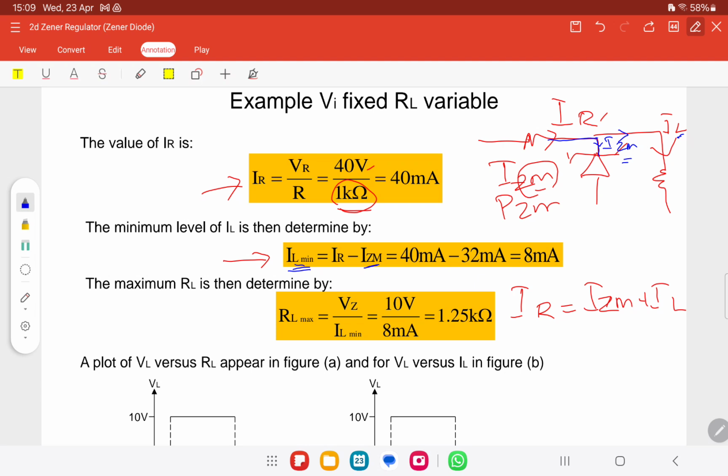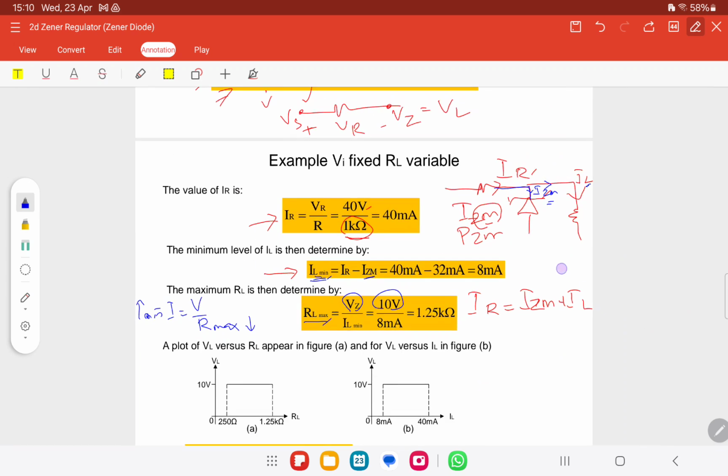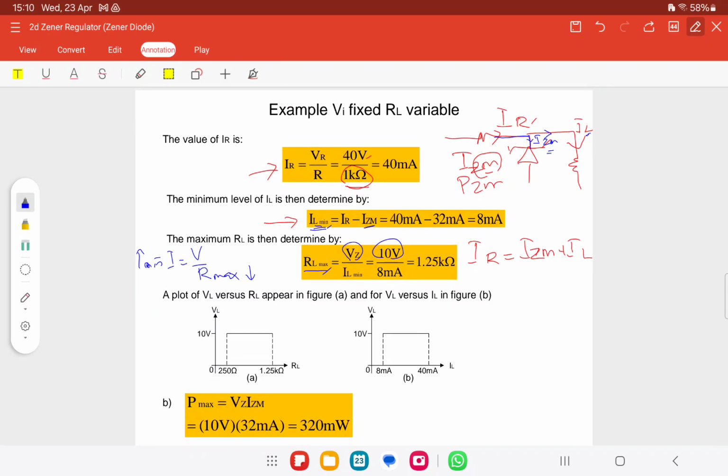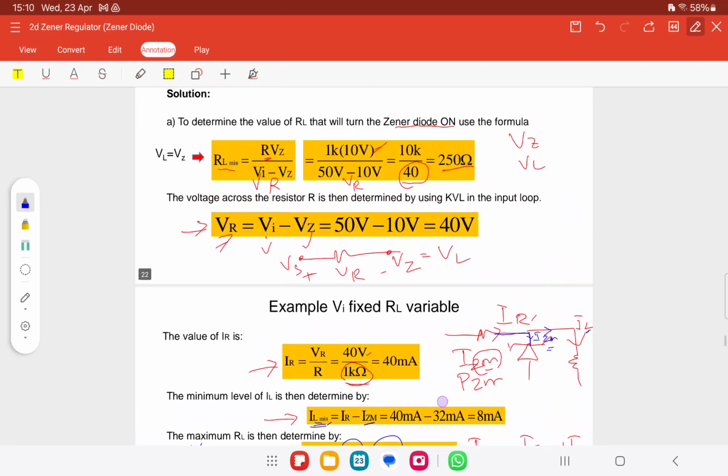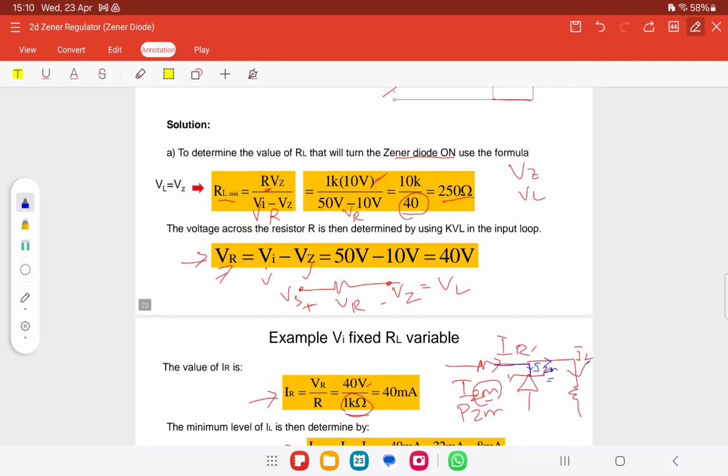Once we get the IL min, so we can get the RL max lah, because I equals to V over R. If I is min, R is max, dia terbalik kan, satu besar, satu akan kecil. This one naik, this one akan turun. Okay, so here is IL min, so the R is max. Okay, the value kat sini kita ambil from the value of the Zener tu lah. Right, so that is for RL min. RL max, just now kita dah dapat RL min.